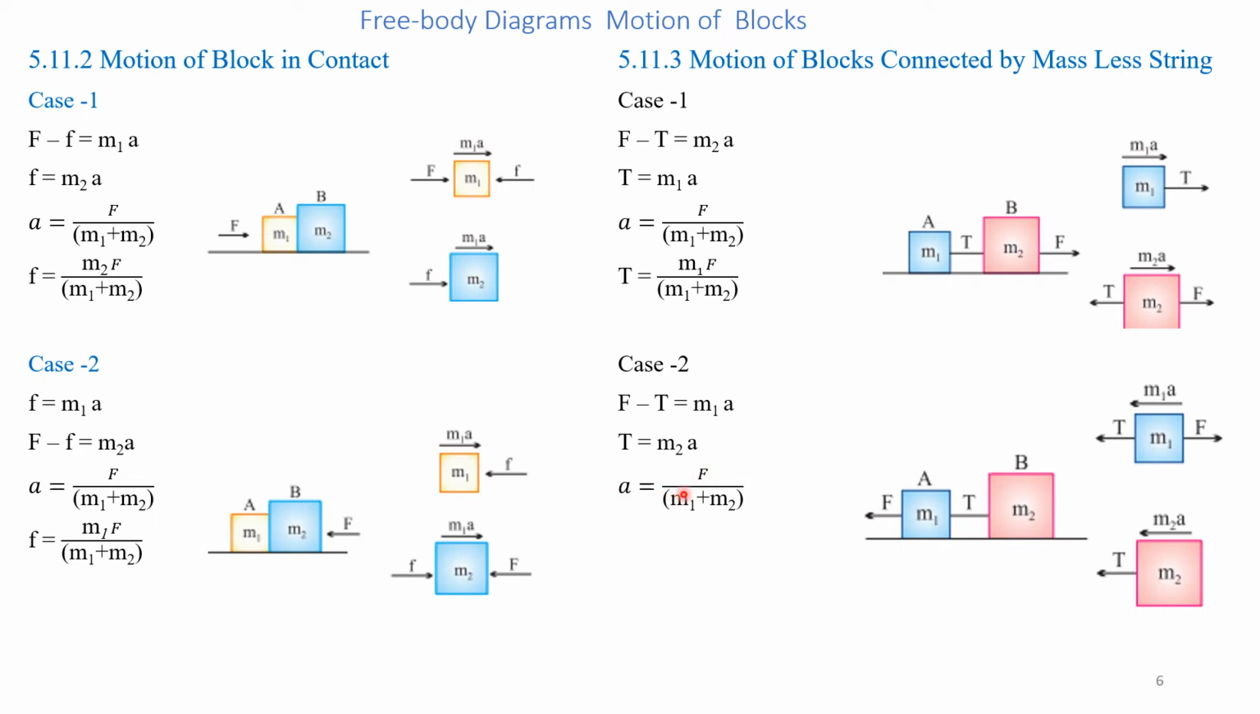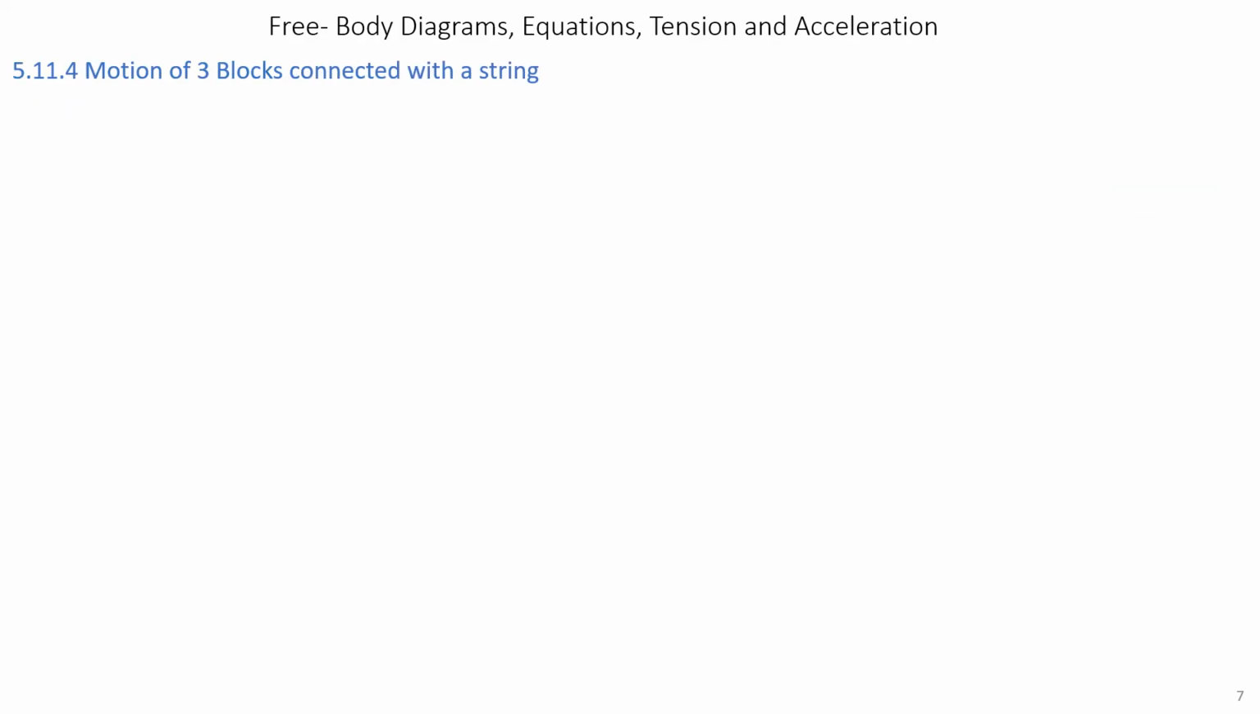Therefore, A is equal to F divided by M1 plus M2, and capital T tension is equal to M2 into F divided by M1 plus M2. Please see the difference in T between the previous case and this case. Please practice it again and again.